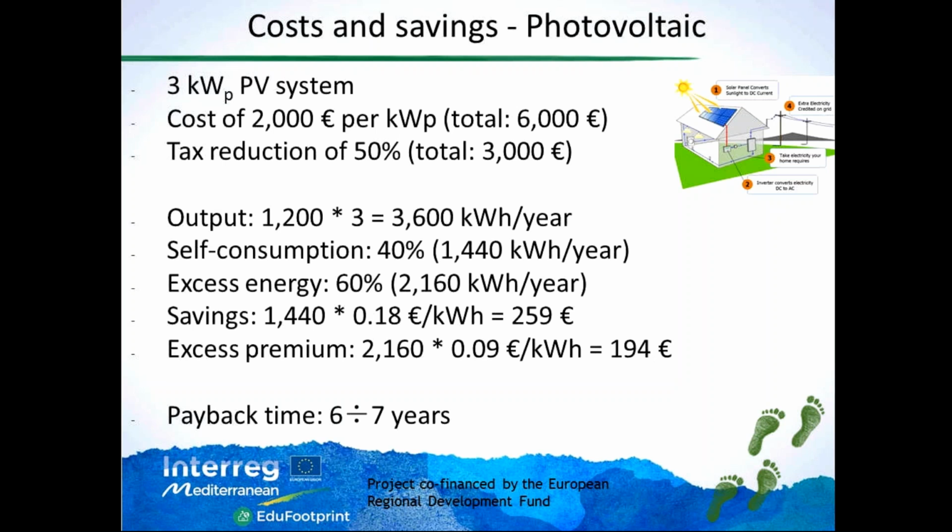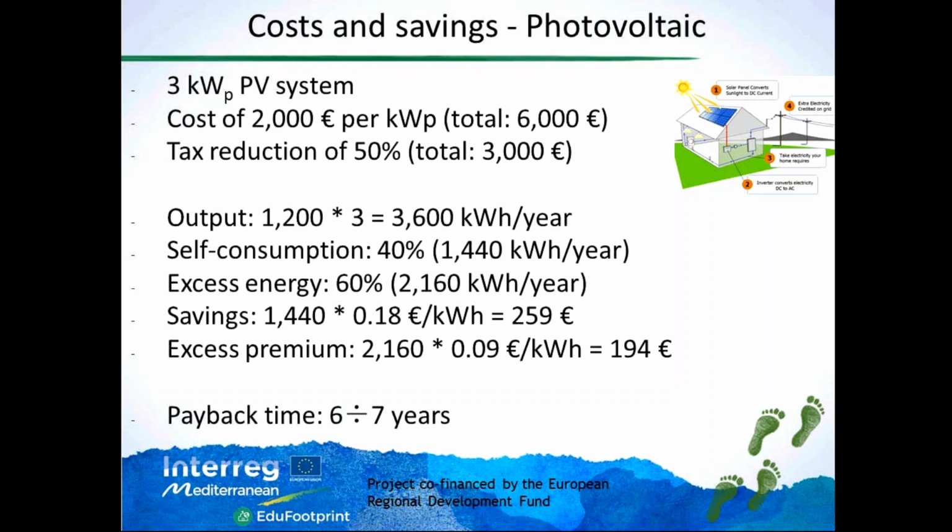So referring to a 3 kilowatt system, which is the typical size for a residential plant, assuming a tax reduction of 50%, calculating the output, and again, this is a very important point, let me say it once again, distinguishing between the energy which can be self-consumed, so at the moment it is produced it is consumed within the building, and the excess energy which has to be given to the grid, because this usually has quite a different economic benefit.